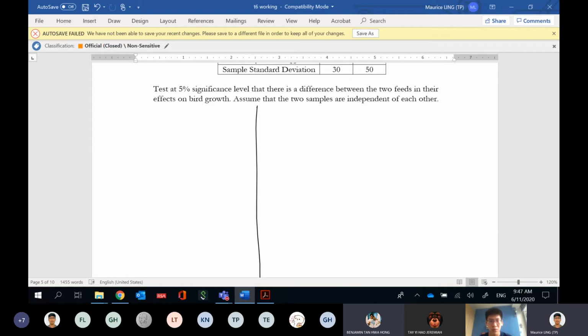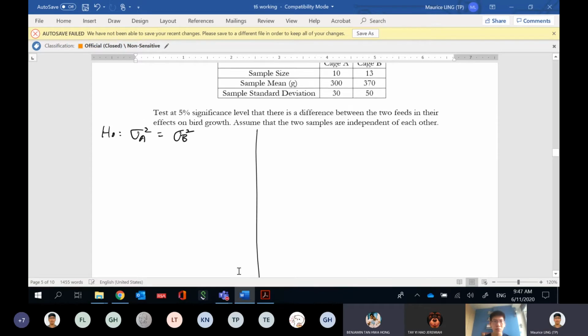What is that? Null hypothesis is sigma A squared equals sigma B squared. Okay, so alternate hypothesis is sigma A squared is not equal to sigma B squared. And your alpha? 0.05, then I divide by 2. So it'll be 0.025.